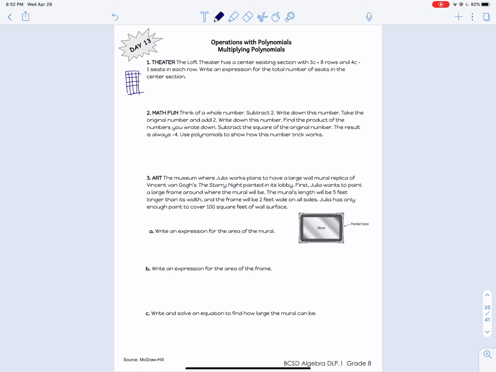Okay, rows and columns, right? So different rows, different numbers of seats in each row. So how would we find the number of seats? In this case, what is that? 1, 2, 3, 4, 5, 6. 6 rows, 4 seats in each row, 24 seats.